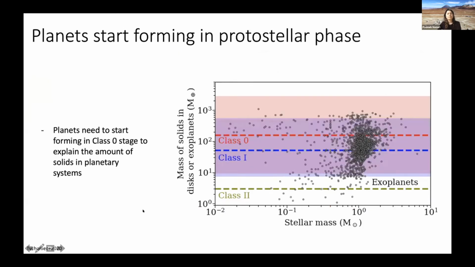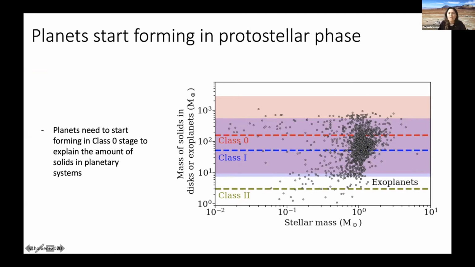Also, recently we have found that planets start forming in the protostellar phase. This is a plot from Tychoniec et al. 2020, where they look at the mass of solids in exoplanets versus stellar mass. And you can see that these dots, they all fall on these shaded areas where they show the range of masses that we would see in class 0 and class 1 objects. Therefore, we really need to start making these planets at these early stages to have enough mass to actually make them.